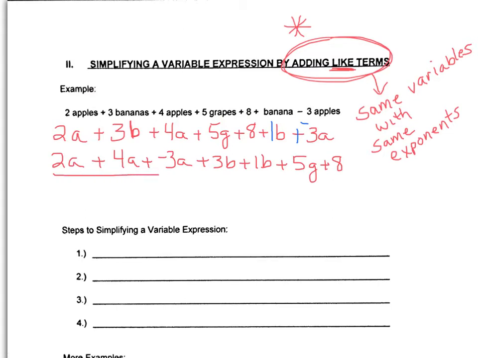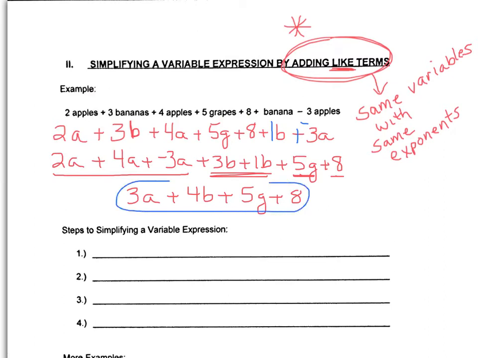2a plus 4a take away 3a. That's like 2 apples plus 4 apples take away 3 apples. That would give you 3 apples. Plus 3 bananas plus 1 banana. 3b plus 1b equals 4b. Plus 5 grapes, 5g. And then plus 8. And that's it. Right there will be your final answer.